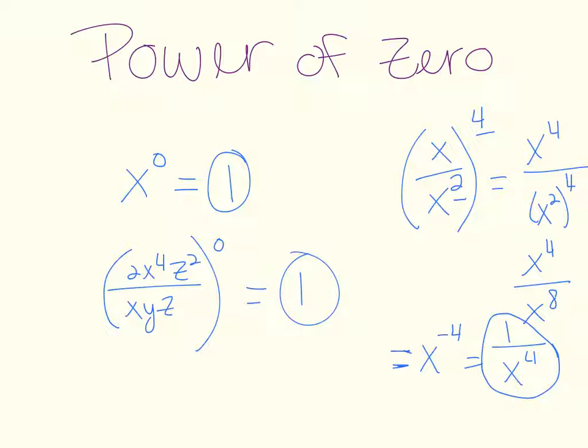The other way you can think about it is that there are more x's in the denominator than there are in the numerator. So as you cancel x to the 4th and x to the 8th, you're going to be left with just 4 x's in your denominator. So 1 over x to the 4th is what you would have.